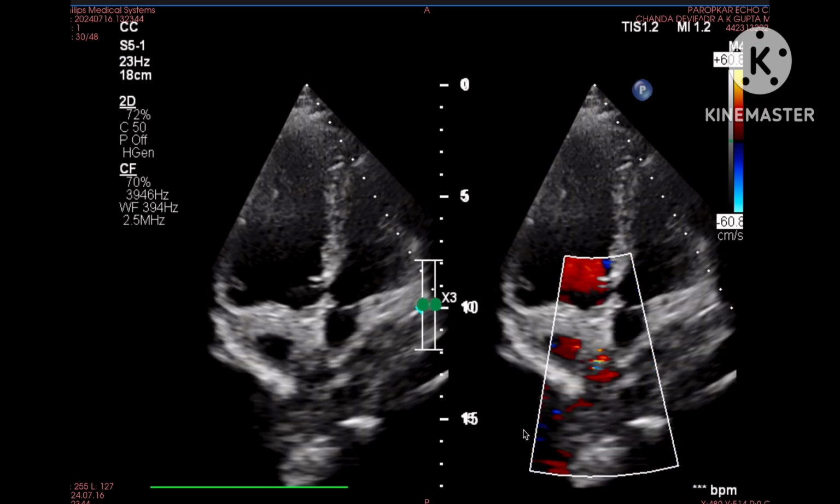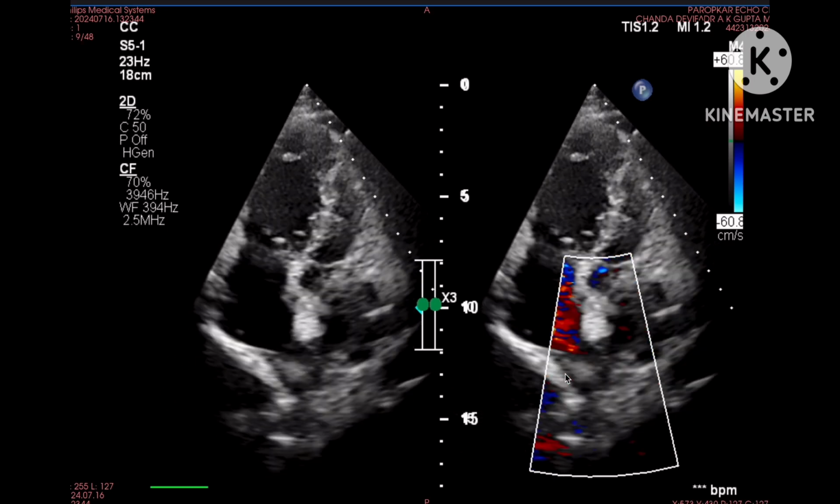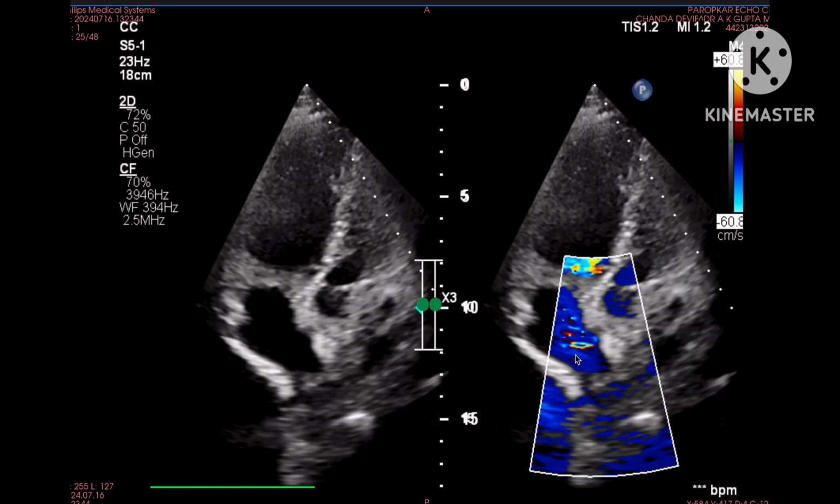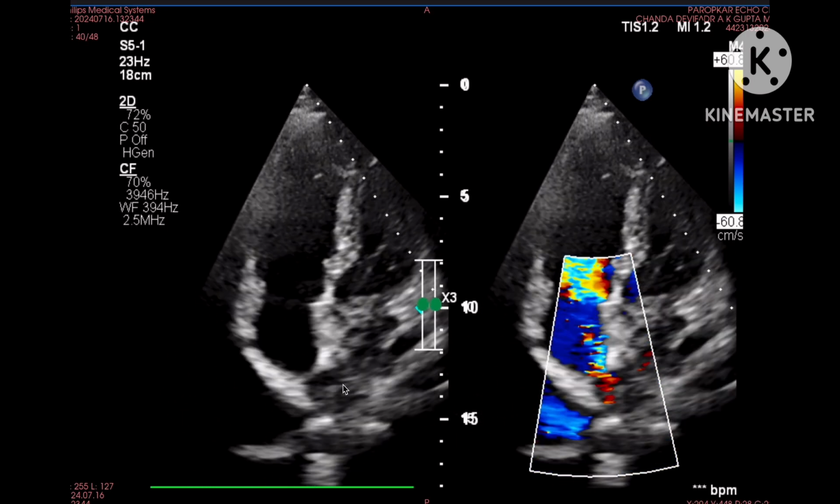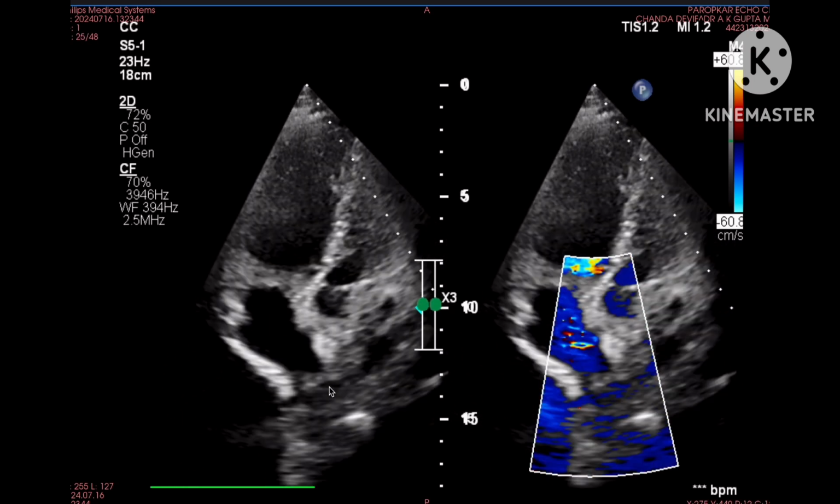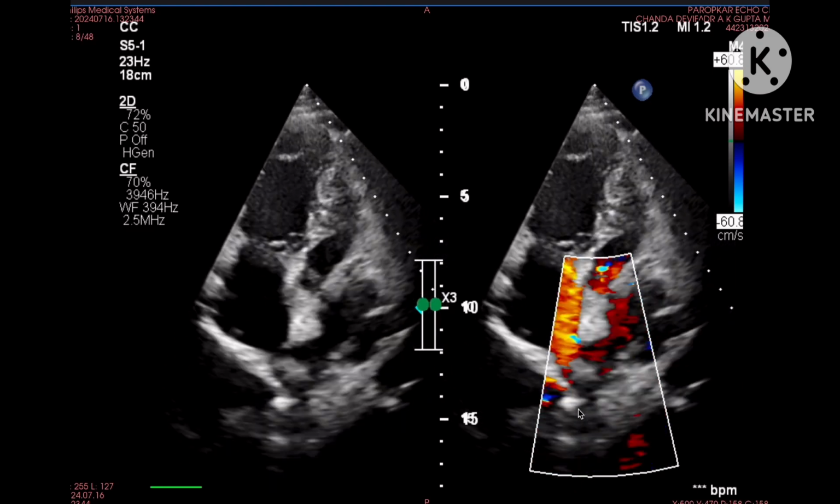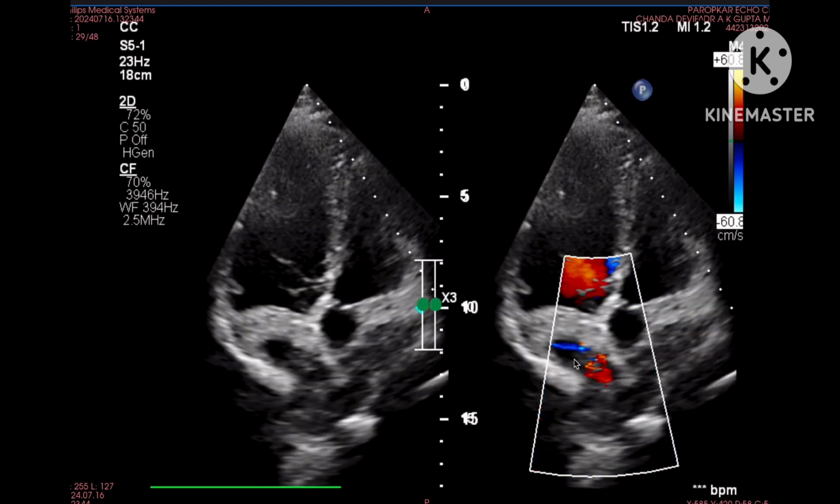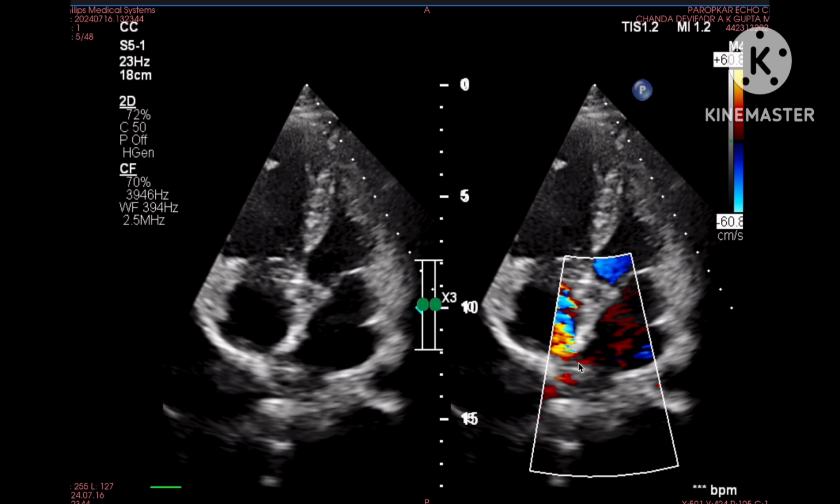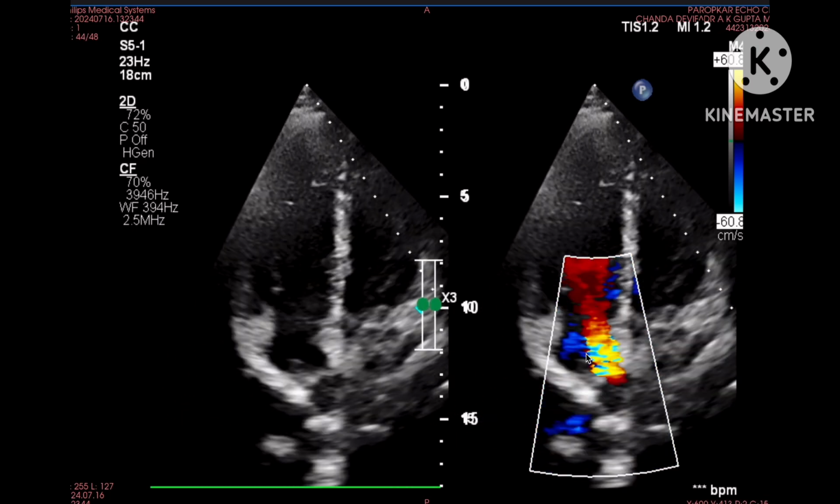Now you see this right upper pulmonary vein is draining directly into right atrium. This is apical 4-chamber to 5-chamber intermediate view. Now you can see this here. This is the right upper pulmonary vein draining directly into right atrium. Pulmonary vein should drain into left atrium, but it is draining into right atrium.